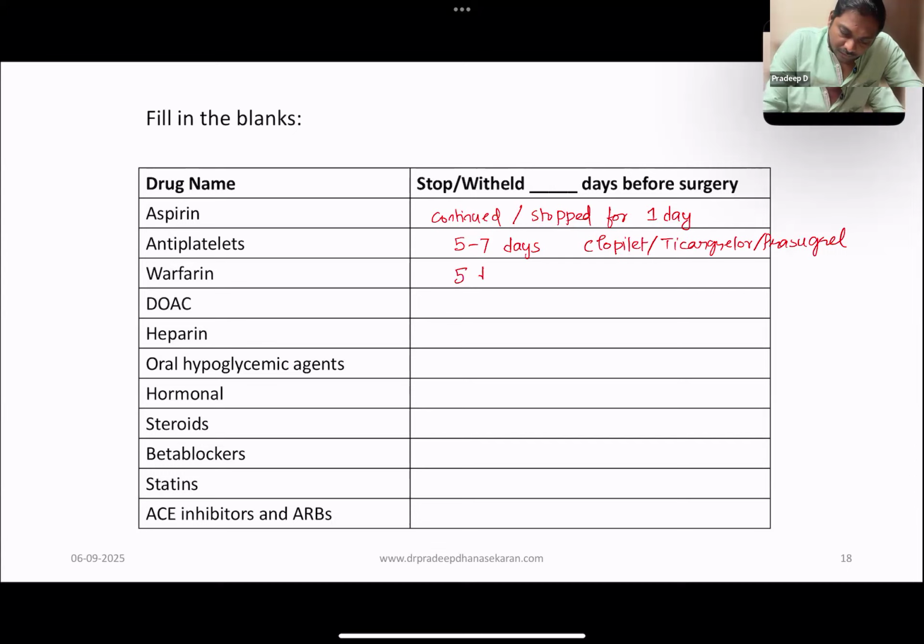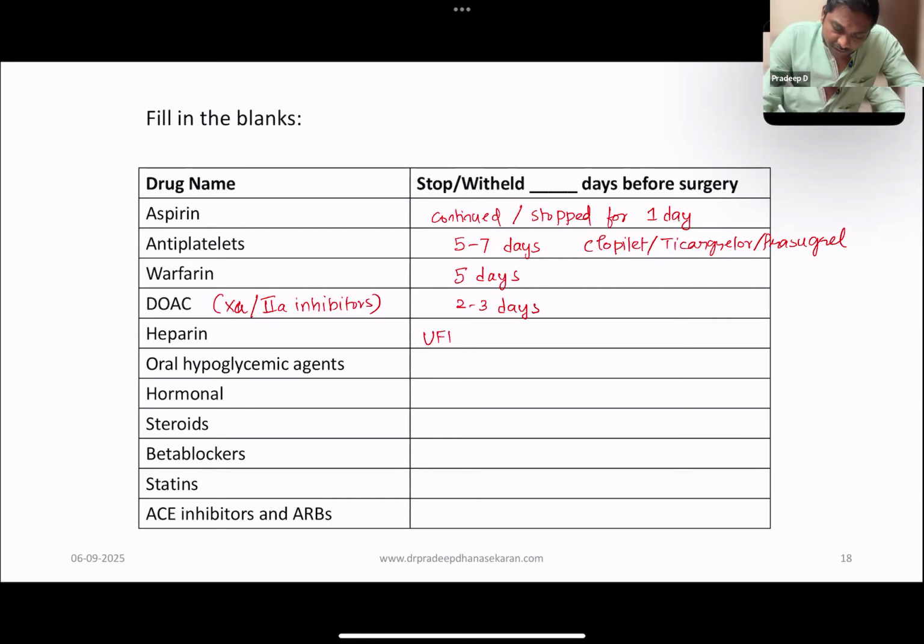Warfarin, 5 days is sufficient. Direct orally acting anticoagulants are factor 10A inhibitors and factor 2A inhibitors. What are 10A inhibitors? You have apixaban, rivaroxaban, etc. And 2A inhibitors include dabigatran, etc. So these require 2 to 3 days of stoppage.